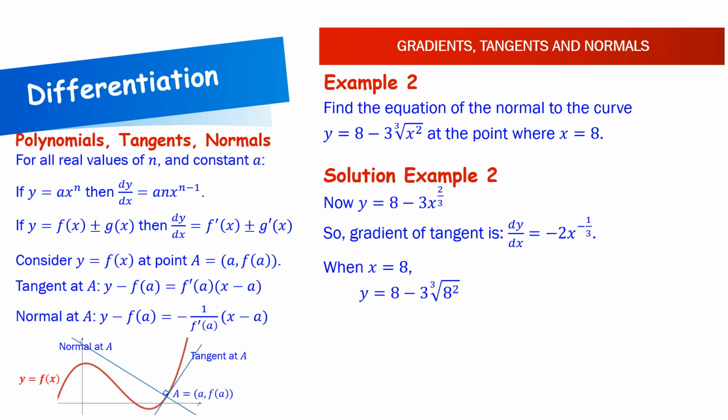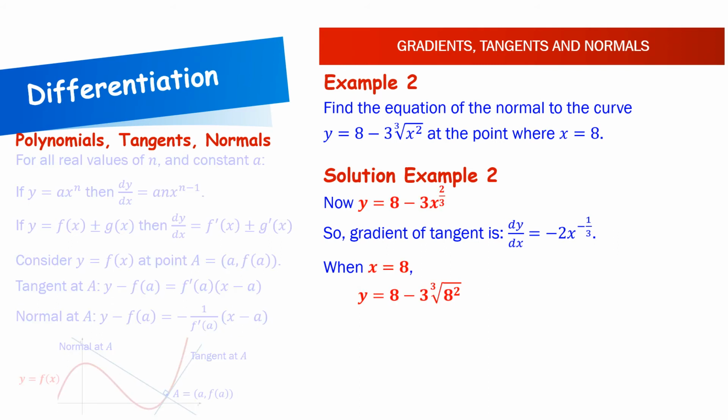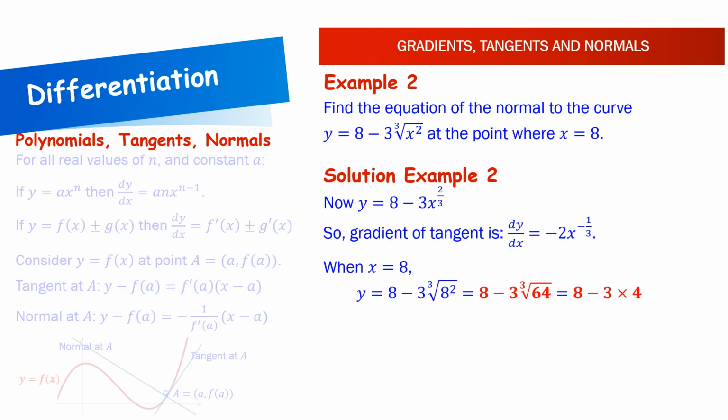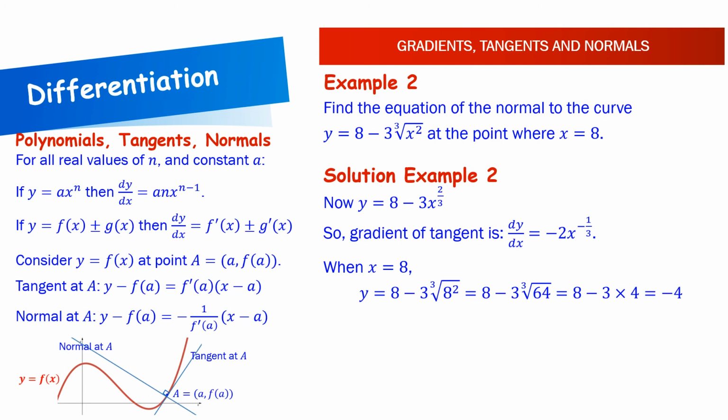So when x equals 8, we have y equals 8 minus 3 times cube root of 8 squared. And tidying up gives us 8 minus 3 times 4, which equals minus 4.